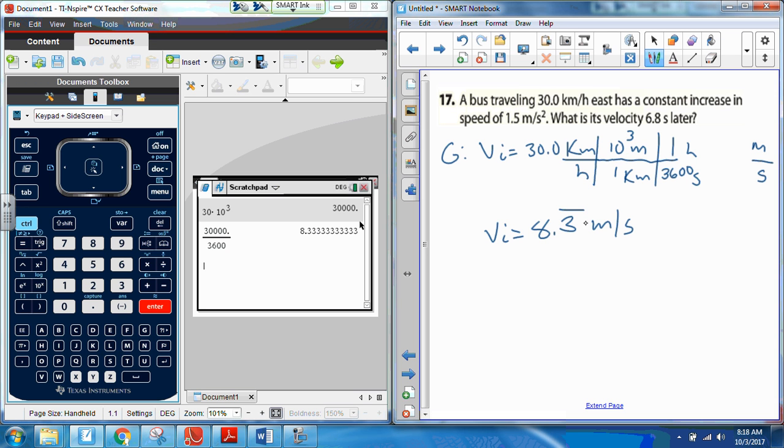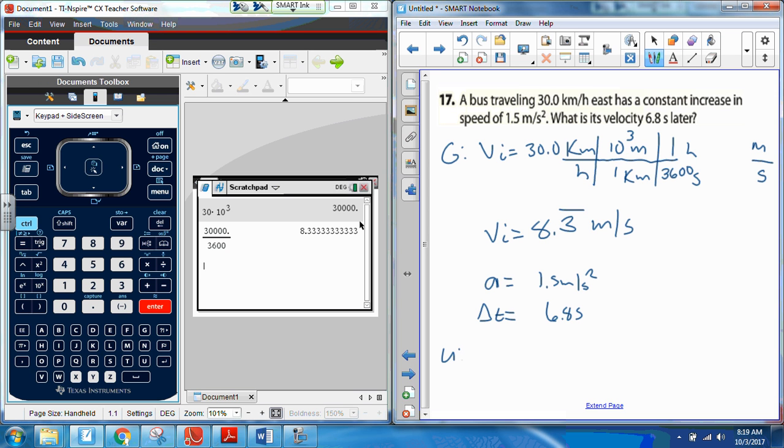Now, when I go to solve this problem, I'm going to use the 8.3 repeating. I'm not just going to use my rounded 8.3 because I don't round until the end of the problem. Okay. So now we have V initial. What is this 1.5 meters per second squared? Okay. And is it going to be positive, negative? Okay, it's positive. Okay, and then 6.8 seconds, what is that? All right, that's our delta t.